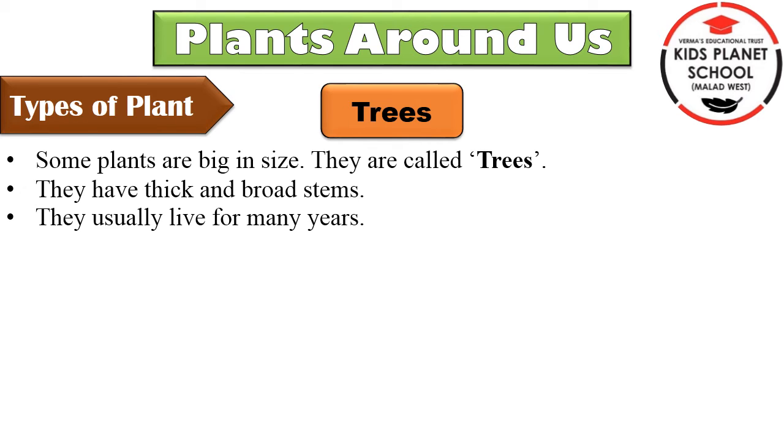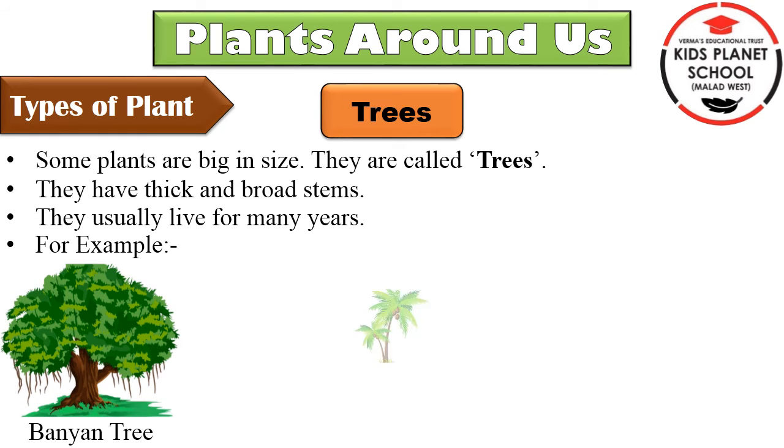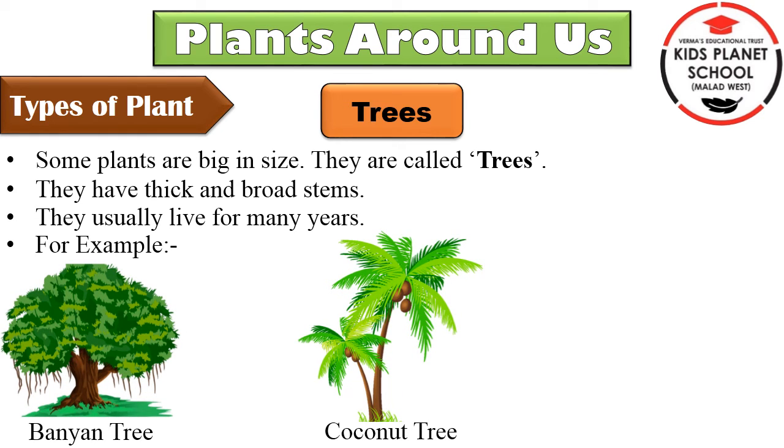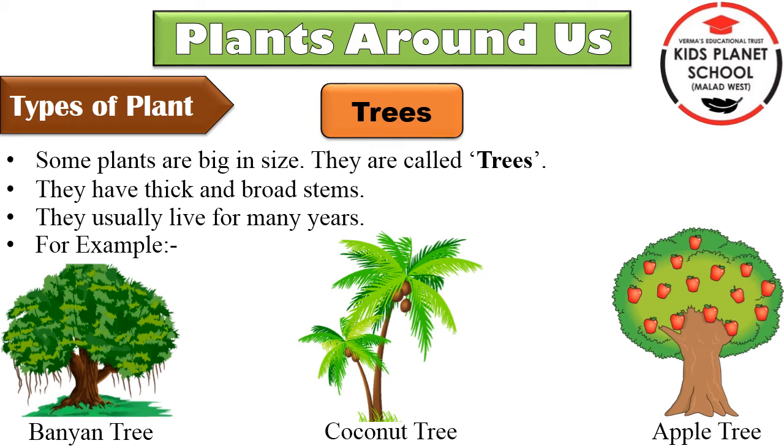Children, these big trees live for many years. For example, banyan tree, coconut tree, apple tree. Children, as you can see in the picture, these trees are big in size. Also, they have thick and broad stem.